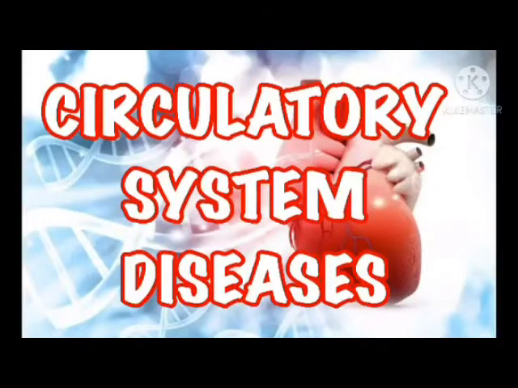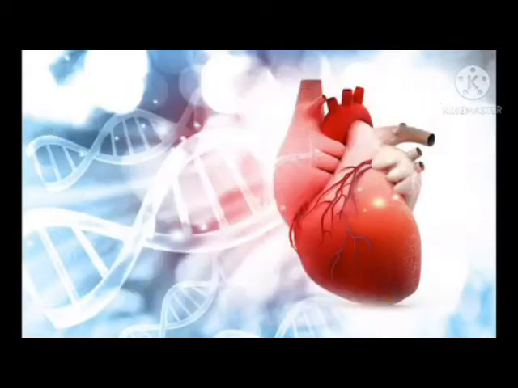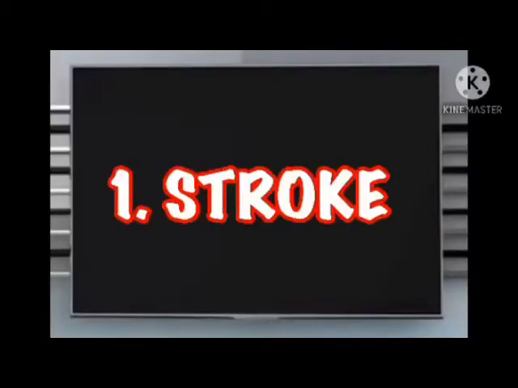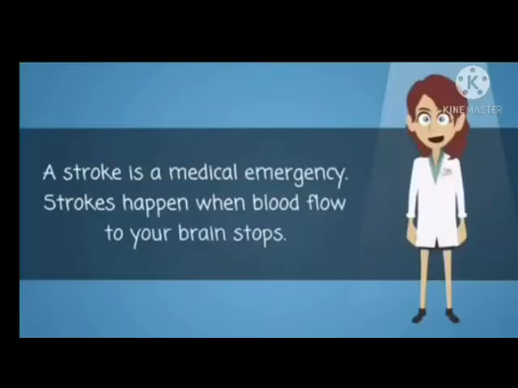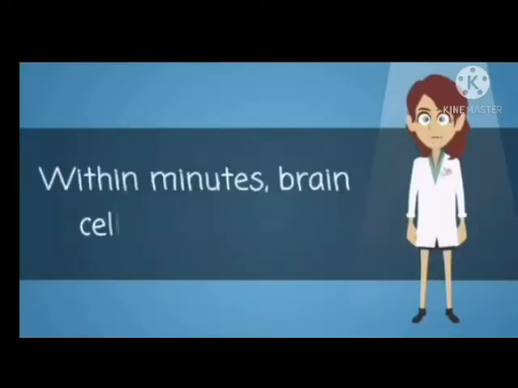Circulatory system diseases. Number 1. Stroke. A stroke is a medical emergency. Strokes happen when blood flow to your brain stops. Within minutes, brain cells begin to die.